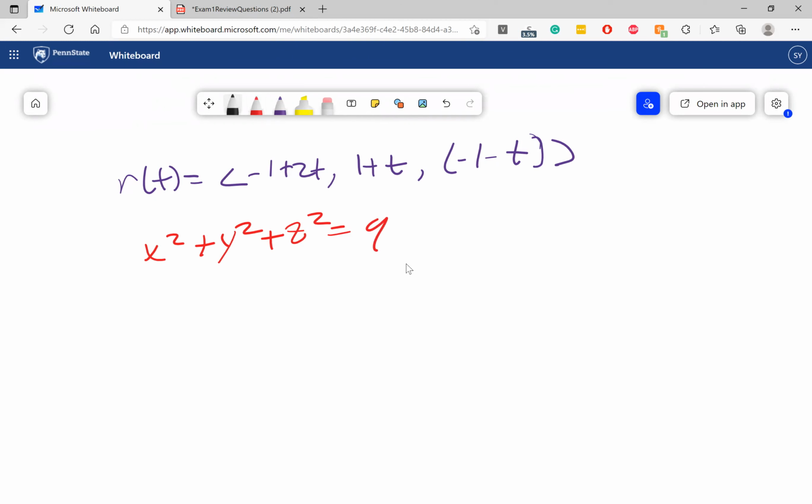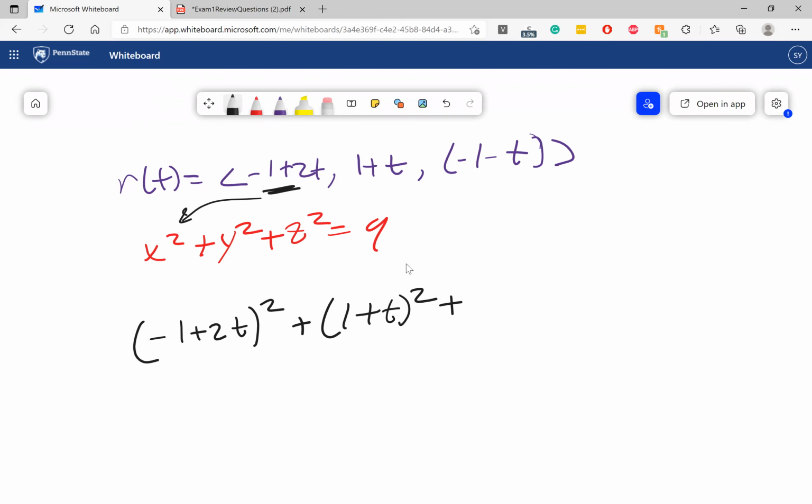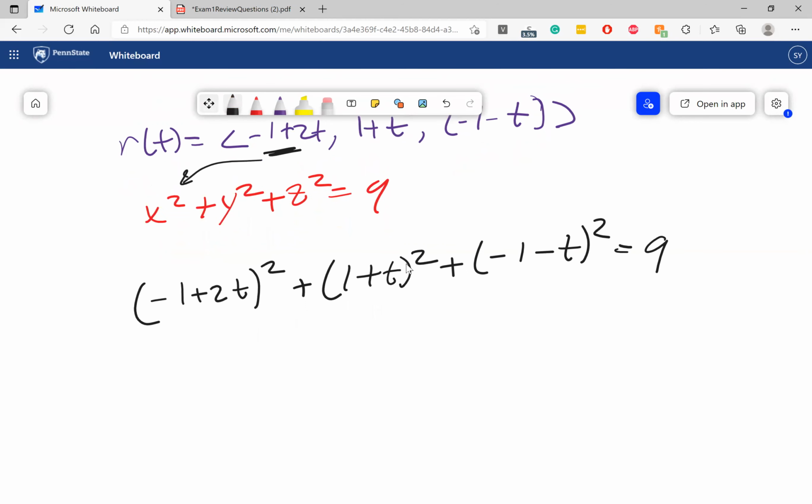So we just take the components and plug them into the x, y, and z components. When we do this, we get (-1 plus 2t) squared plus (1 plus t) squared plus (-1 minus t) squared is equal to 9. And if we solve for t, we will get the times where this line and the sphere intersect.